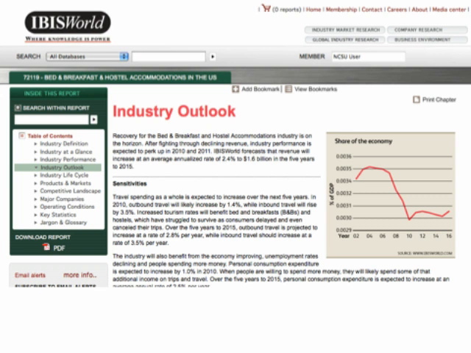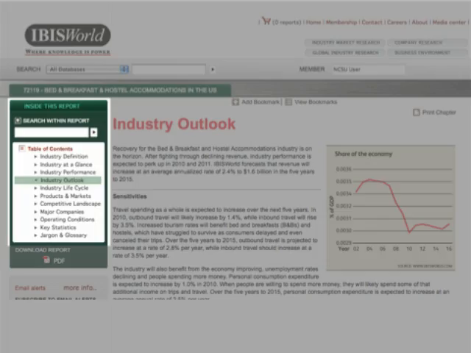Here's an inside look at what these IBISWorld reports look like, and if you look at the table of contents, you can get a sense of the scope of each report, which includes an overview of a particular industry and key statistics for that sector.